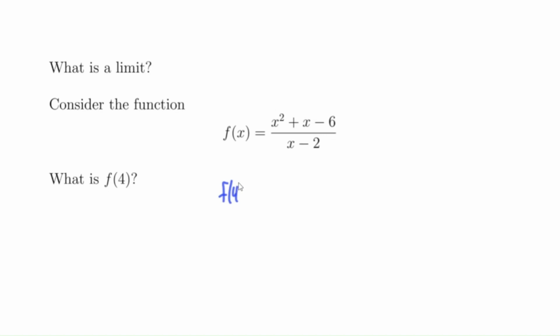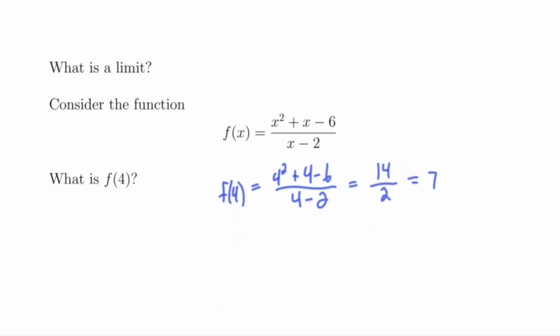So f of 4 is going to be 4 squared plus 4 minus 6 over 4 minus 2. Okay, and if we work this out, this is going to be 16 plus 4, which is 20, minus 6, which is 14. So we get 14 in the numerator. And then 4 minus 2, we get 2 down here in the denominator. And 14 over 2 simplifies to be 7. Okay, so f of 4 is 7. Now what this means graphically is that the ordered pair 4 comma 7 is on the graph of this function. But nothing all too interesting happened here. We just found f of 4 by plugging in the value 4.